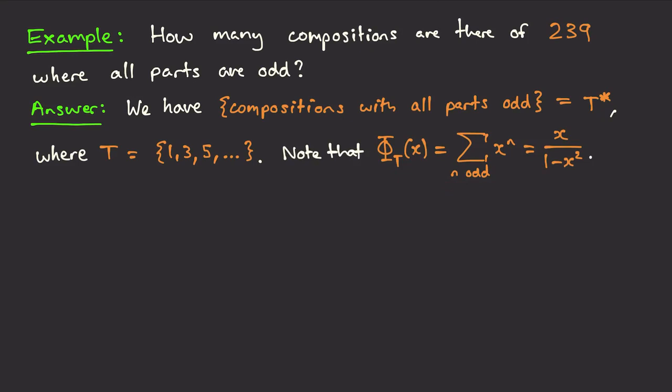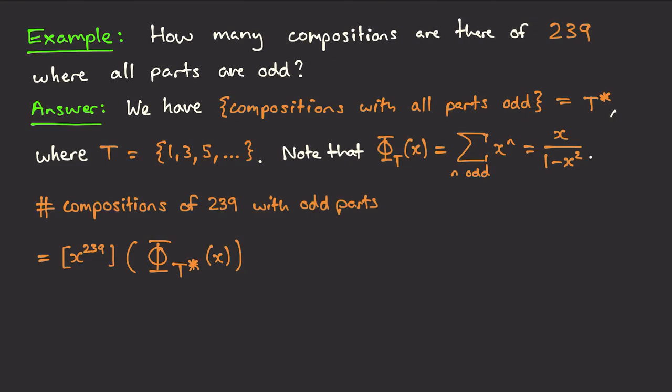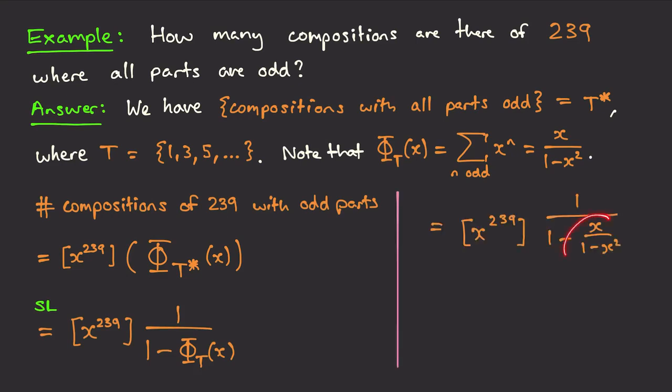By the usual magic of generating series, the number of compositions of 239 with odd parts is the same as the coefficient of x to the power of 239 in the generating series for T star. We can simplify that using the string lemma to an expression in terms of the generating series for T. We can substitute in the expression we have for this generating series, and a calculation gives that the coefficient we want is x to the 239 in (1 minus x squared) over (1 minus x minus x squared).